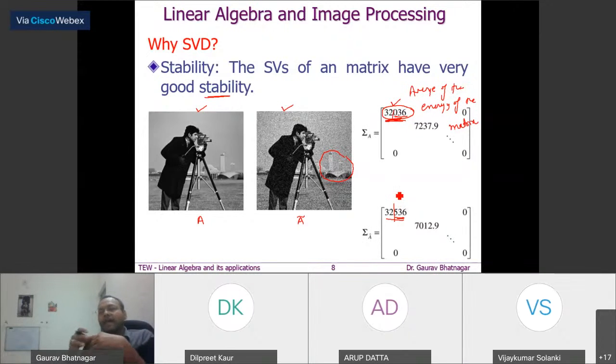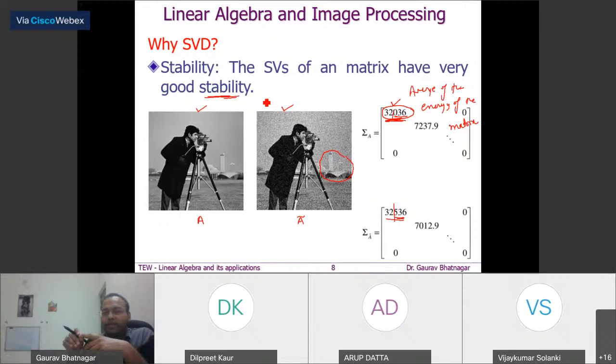And hence, depending on the application where you are going to use SVD, you can fix your error tolerance, and with respect to that error tolerance, you can define the stability of the signal values in that particular application. So these are not the only properties of SVD which are important, but from the point of view of image processing applications, these are the three main properties which are frequently used in a number of applications.